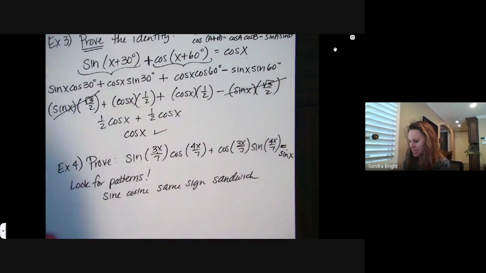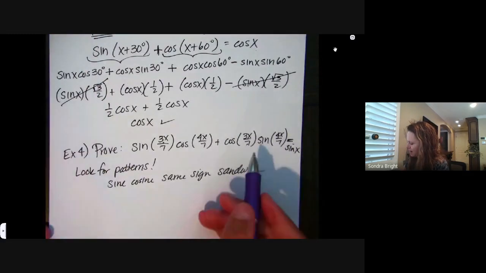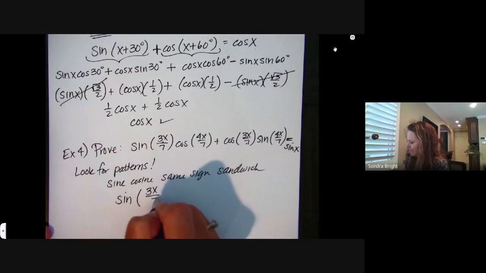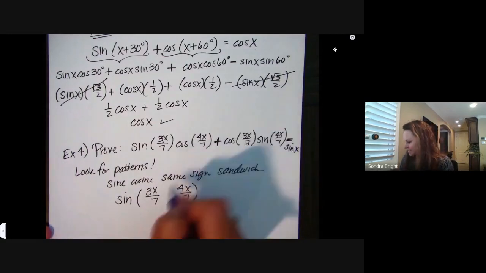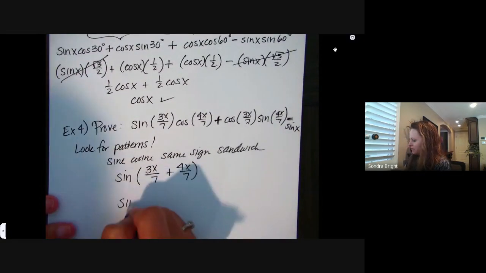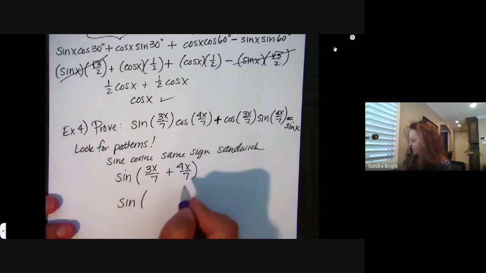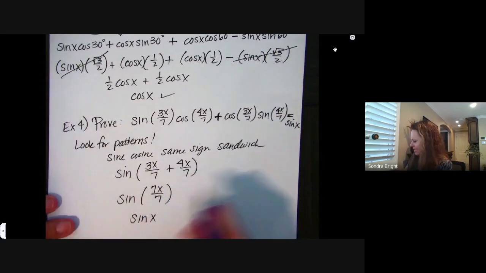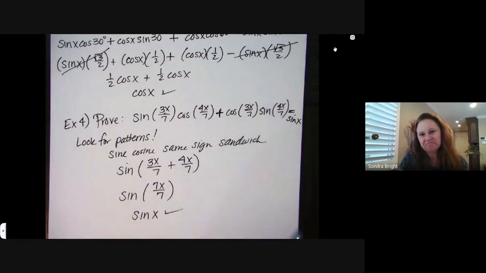Nice. All right, so what does that mean? That means that this left-hand side is sine of the first angle and the second angle, and same sign means plus sign here, so a plus sign there. Well, isn't that nice? All right, well then 3x over 7 plus 4x over 7 is 7x over 7. And 7 divided by 7 is 1. So this is sine of x. That's what I was trying to prove. Yay! All right. Not too bad, right?